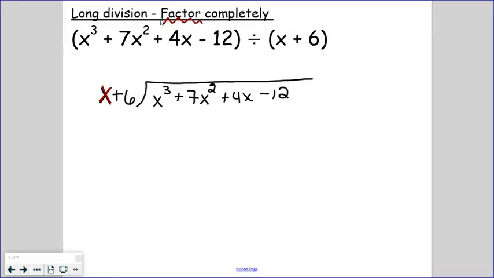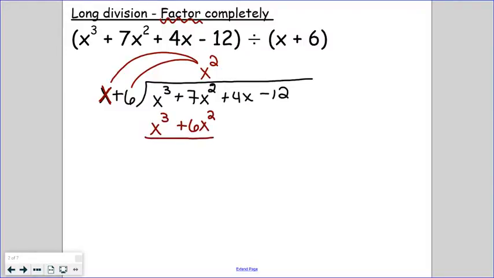X squared, right? Now, where I put what I'm multiplying by, don't stress over that. It does not matter, it doesn't actually impact the answer. I will always keep my stuff organized by like terms, so all my x squareds will be in the same column, etc. Once I have that identified, I'm going to take that and distribute it through that binomial. So I take the x squared and multiply everything here by x squared: x cubed plus 6x squared.